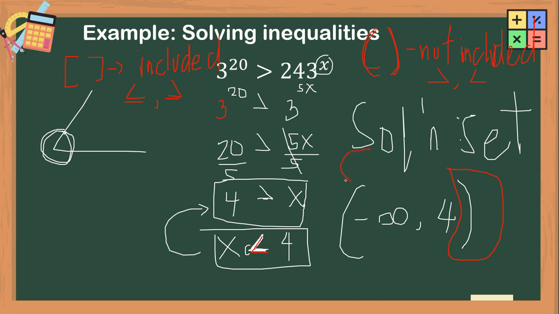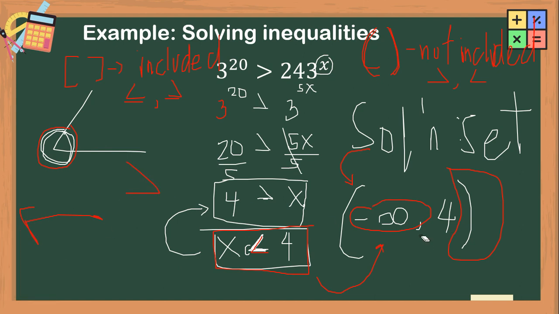What do we call this, sir? Solution set. Okay? So our answer for x in solving inequalities is x less than 4. If asked for the solution set, that will be negative infinity to 4. Where does the opening face? Toward the left. That's why we have negative infinity. Sir, what if it faces right? Then positive infinity.